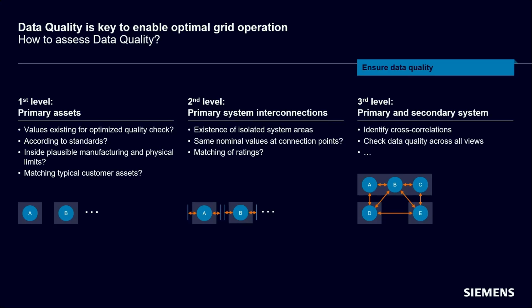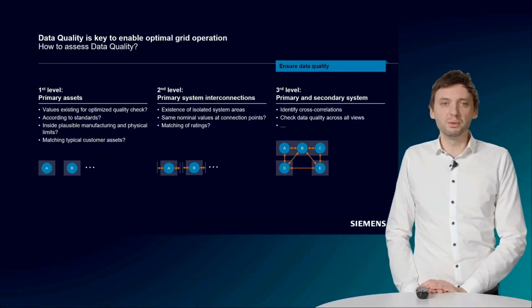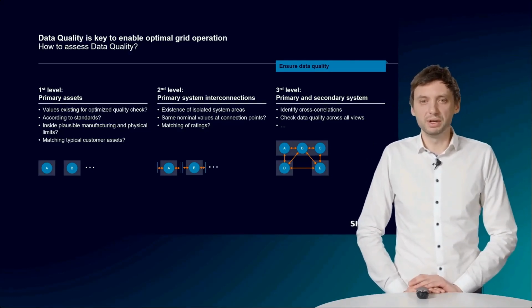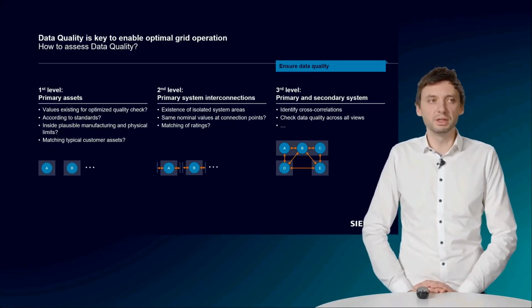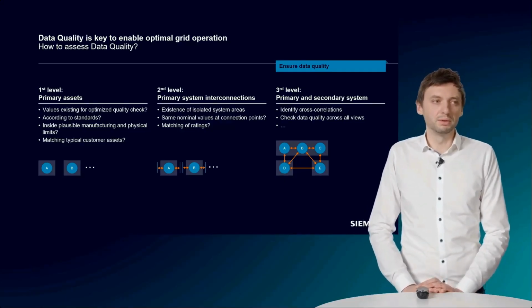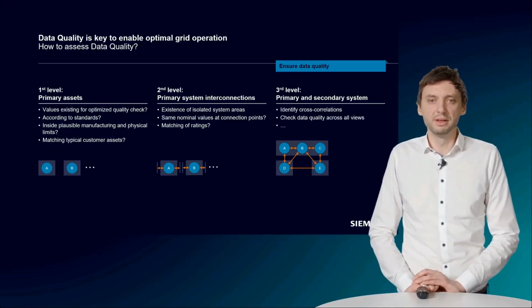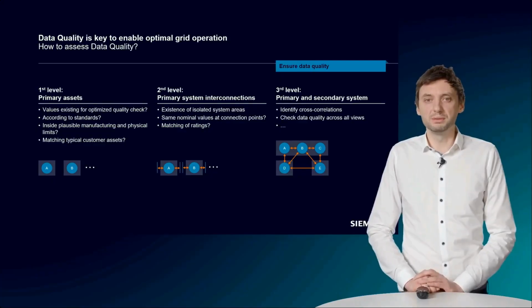On the second level, you can check the primary system interconnection. For example, are there any isolated points or areas in your network? Normally there should not be. Or are the nominal values always the same at the connection points? Does the transformer rated power fit to the connected downstream load, for example? Do the ratings of the line fit to the connected current transformer of the protection relay? You can check these here with the primary system interconnection rules.